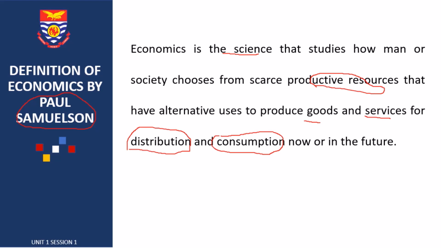Let's take it again. He says that economics is the science that studies how man or society chooses from scarce productive resources that have alternative uses to produce goods and services for distribution and consumption now or in the future. Now we can see how similar these definitions are, and all these definitions differ in scope and emphasis.